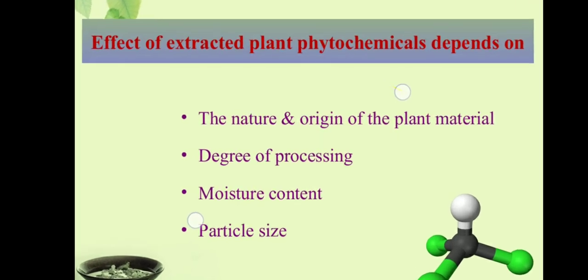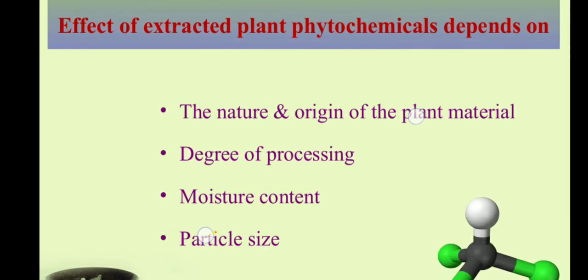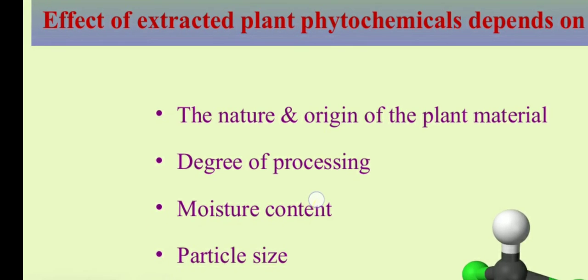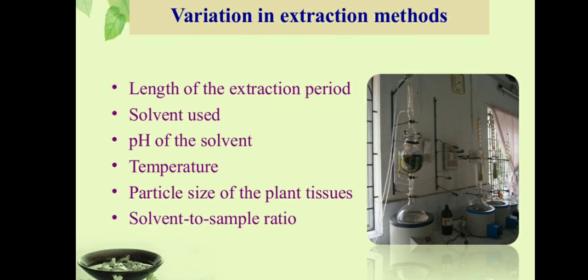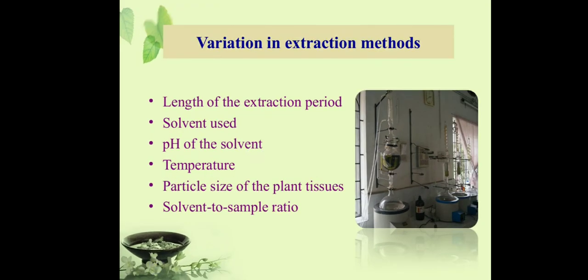The effect of extraction on plant phytochemicals depends on the nature and origin of the plant material, degree of processing, moisture content, particle size, and variation in the extraction methods. There will be variation in the extraction method, length of extraction period, solvent used, pH of solvent, temperature, particle size of the plant tissue, and solvent to sample ratio. What kind of solvent we use to extract, and what is the size of the plant material we isolate, matter. And the length of extraction period is how much time it takes to extract the phytochemicals from the plants.